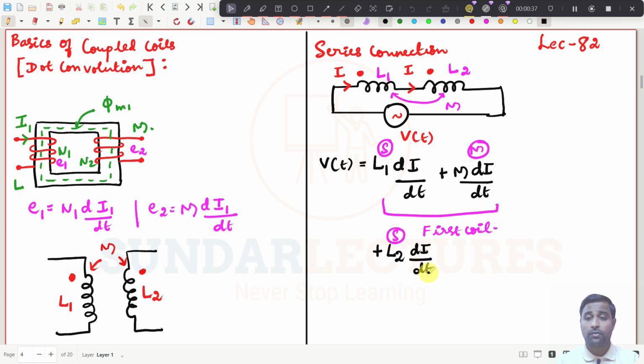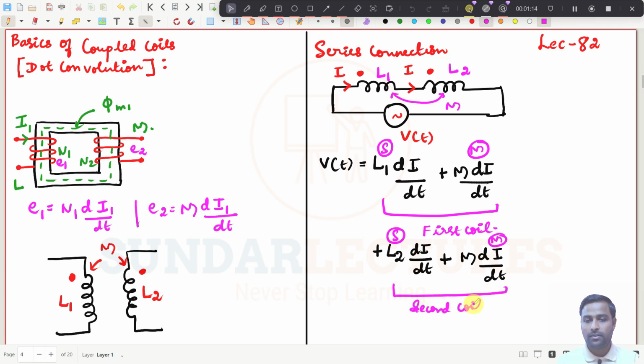And now you have to see the mutually induced EMF. For the mutually induced EMF, you have to see the directions of current. In this coil the current is flowing through the dot, and also in this coil the current is flowing through the dot. Then you have to put plus, and the mutual inductance M into di by dt, the current flowing in the first coil. This is now the mutually induced EMF. So this whole expression is for the second coil.